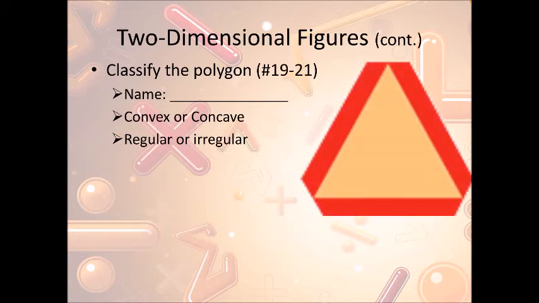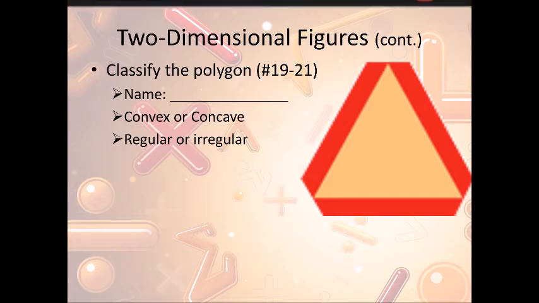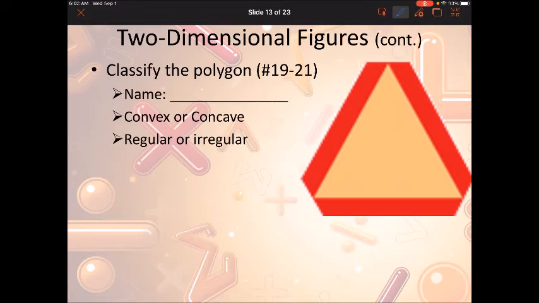This figure here trips up a lot of people. A lot of people say it is a triangle. However, if you count the number of sides, we have 1, 2, 3, 4, 5, 6 sides. Therefore, this figure is a hexagon. It does not cave in either, so it is convex, but it is irregular because not all the sides and not all the angles are congruent.